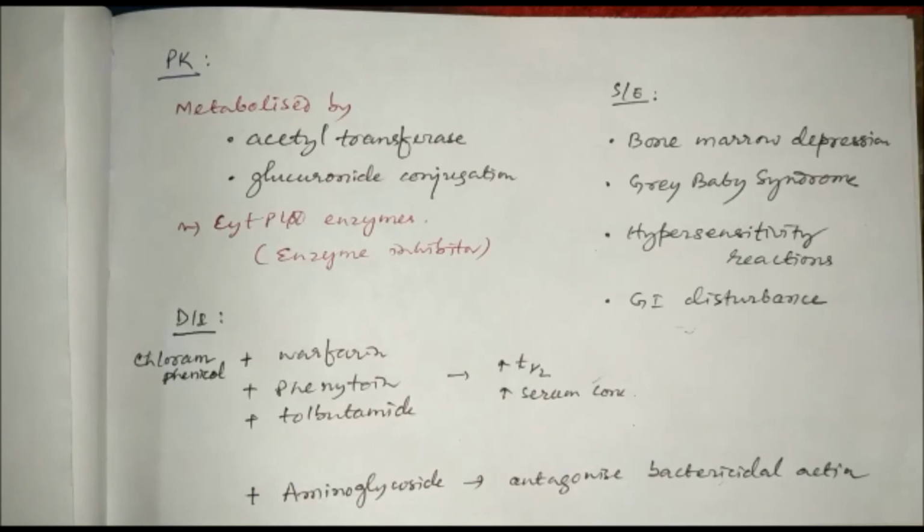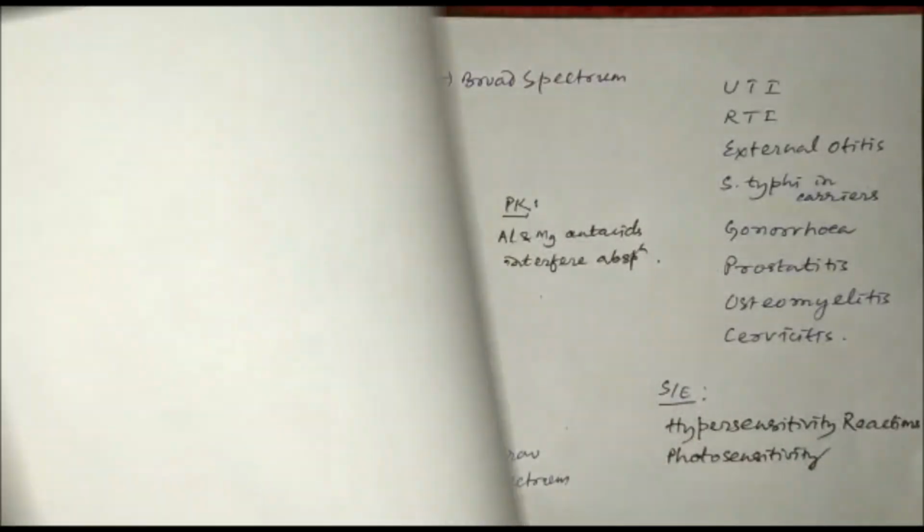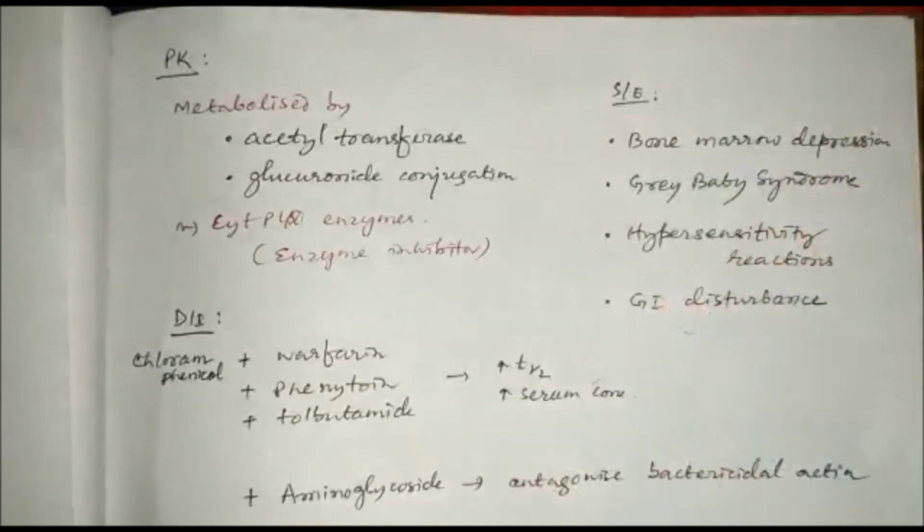Chloramphenicol with aminoglycoside antibiotics: aminoglycoside antibiotics need a polyamine carrier, and that polyamine carrier is inhibited by chloramphenicol. So chloramphenicol antagonizes the bactericidal action of aminoglycosides. So this is all about chloramphenicol. Thank you.